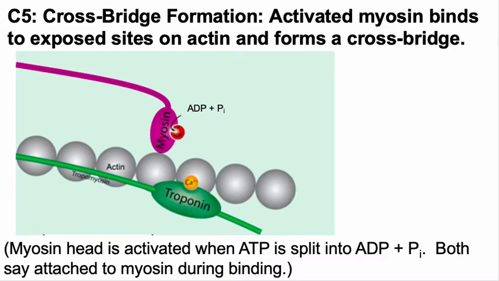A cross bridge is that temporary binding. For the cross bridge to form, the myosin head has had to hydrolyze ATP to ADP and inorganic phosphate, although they both stay attached at this point.